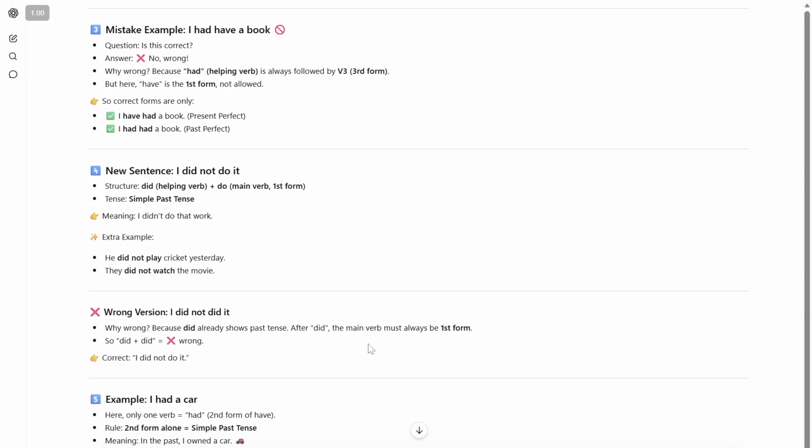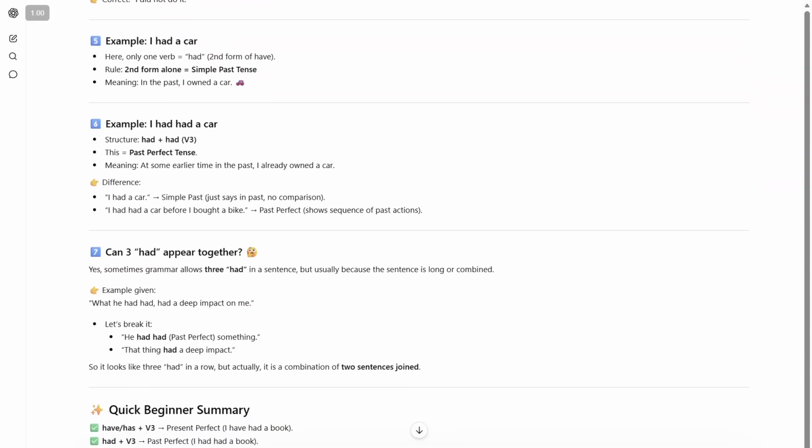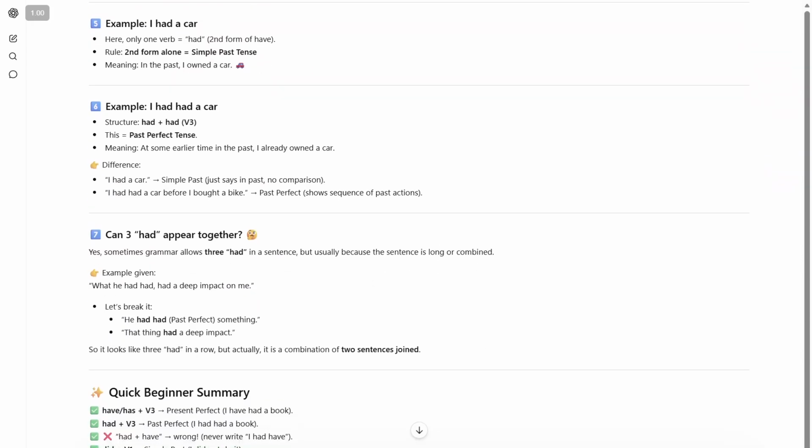Example, I had a car. Here only one verb equals had, second form of have. Rule, second form alone equals simple past tense, meaning in the past I owned a car. Example, I had had a car. Structure, had plus had V3, this equals past perfect tense, meaning at some earlier time in the past I already owned a car. Difference, I had a car, simple past, just says in past, no comparison. I had had a car before I bought a bike. Past perfect shows sequence of past actions.